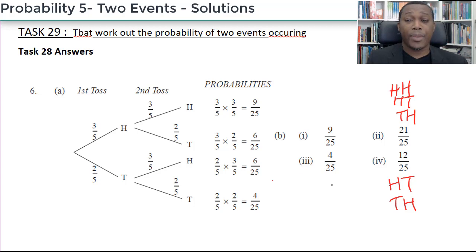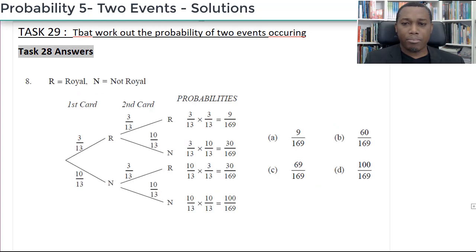That's the logic there. And then finally, for 2 tails, I should have done that first. That was tail, tail, which is this option here for 4 on 25. So those are your answers there for number 6. And I think that this question gives you a good sense of what a typical tree diagram question could be, if it's pitched at about grade 5 level. This is what it would look like.